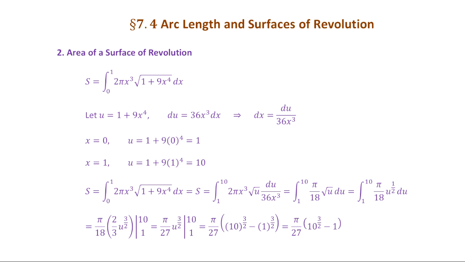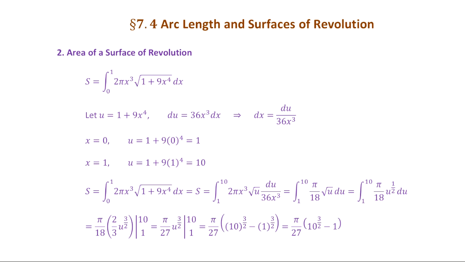And then 2 pi x cubed, we just copied from the first step. And u is just 1 plus 9x to the fourth, so that's in the radical. And dx is just du over 36x cubed. So now you can cancel the x cubed in the problem and also cancel 2. And so you get pi over 18 times square root of u.